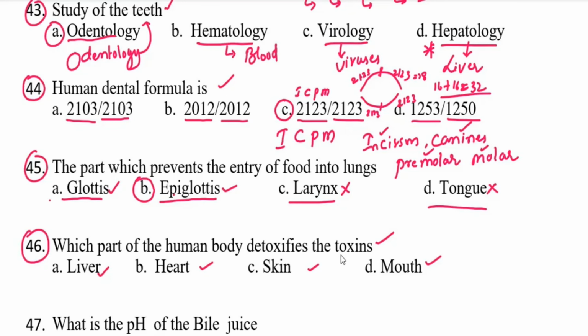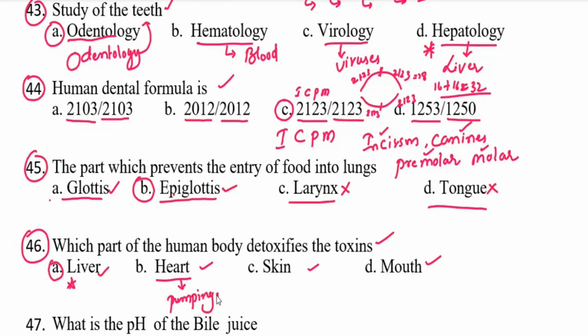So the detoxification of toxins consumed by human beings is done by the liver. Very important. The liver has many important functions in our body. Without the liver we cannot exist. Let's see option B, the heart. The function of the heart is the pumping of blood.